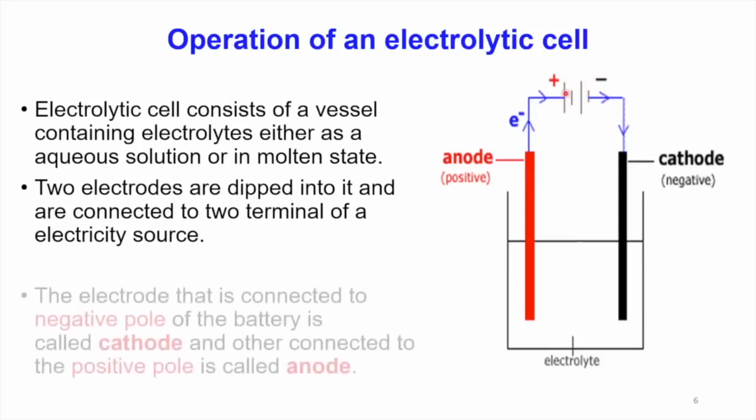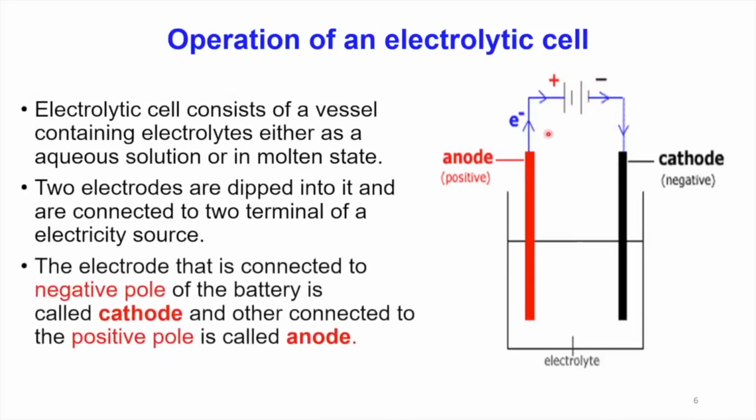The electrode that is connected to the negative pole, the shorter line of the battery symbol, this is the negative pole. The one connected to the negative pole is the cathode, and it's the negative terminal. The other electrode, which is connected to the positive pole, is called the anode. And this is the positive terminal.